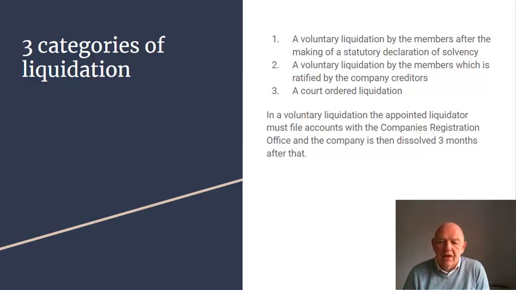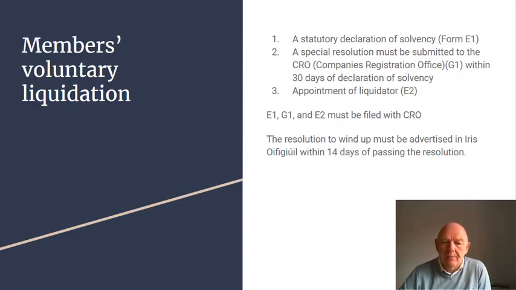So in a voluntary liquidation, the appointed liquidator must file accounts with the company's registration office, and the company is then dissolved 3 months after that. And in this video, just to be clear, I'm going to look at the members' voluntary liquidation of a company, and it's a solvent company.